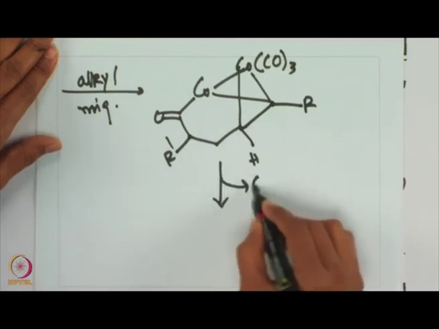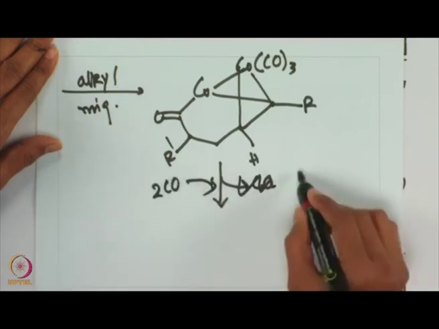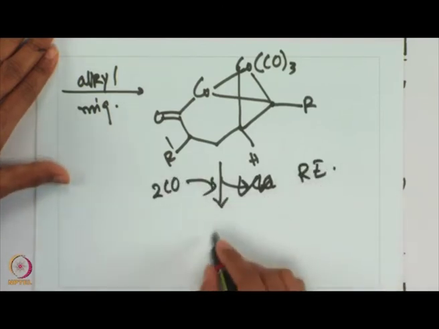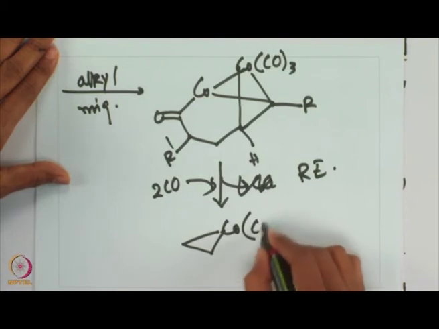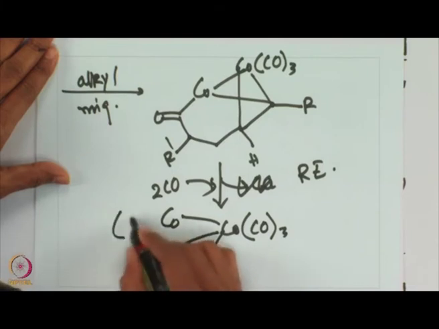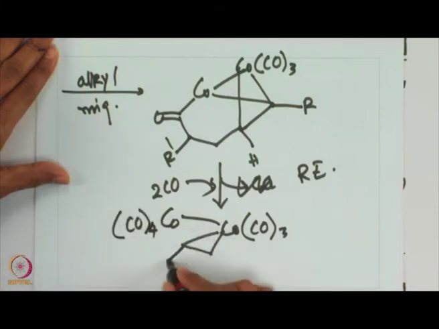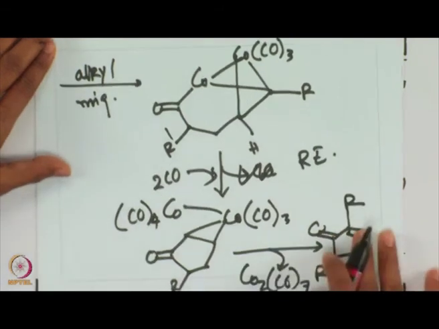Here reductive elimination, and we need 2 equivalents of CO. Reductive elimination in this step leads to an intermediate where a monocobalt species is inserted into the ring, and overall this species then goes on to give the final product. This can then be taken to the cyclopentenone product formation involved in the process. From here Co2(CO)7 will go out.